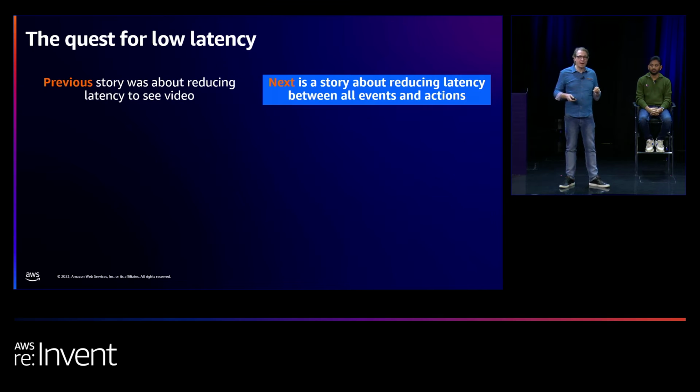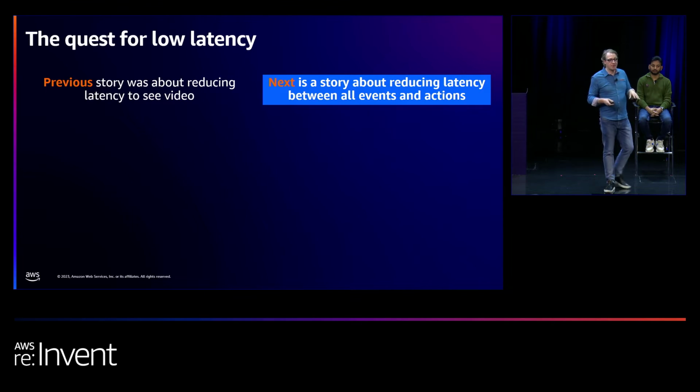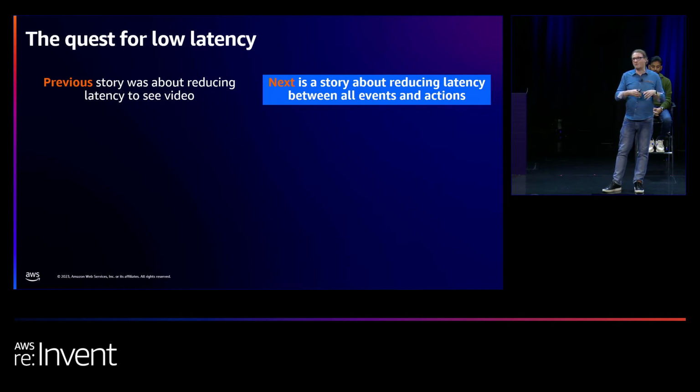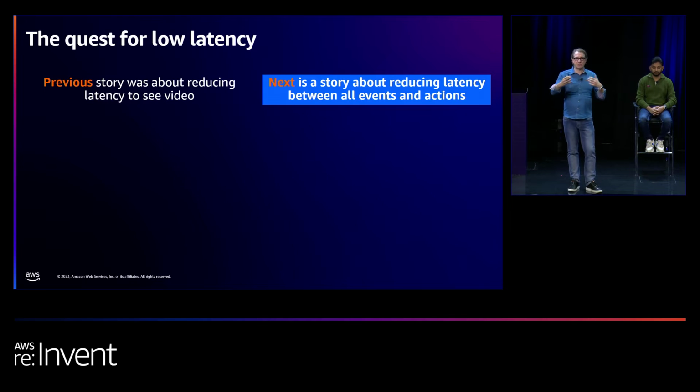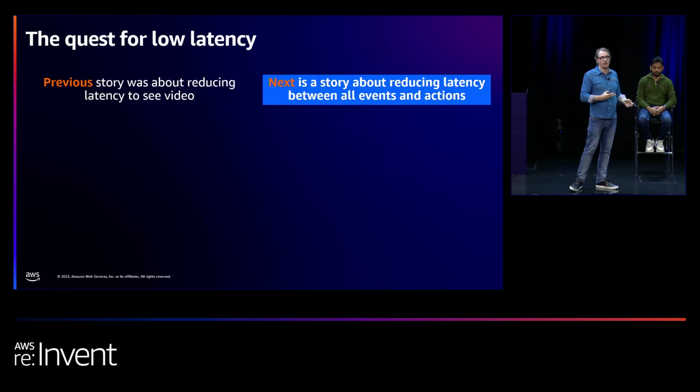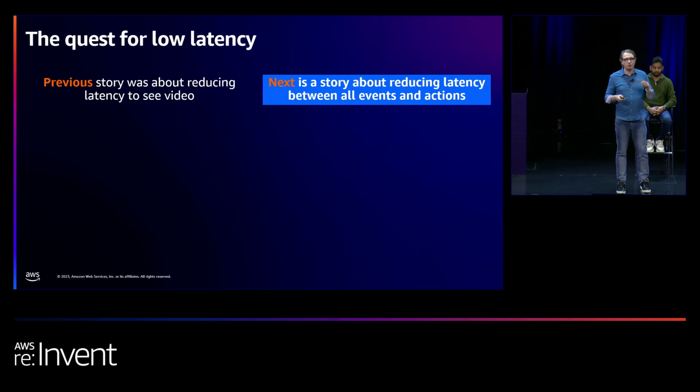So the next example is also latency focused, about reducing the latency between everything. Basically, Ring has built an event-driven architecture between the devices and their back-end services and the services to services. Everything's event-driven. So they wanted to build a system that was going to reduce the latency for those things to talk to each other by as much as possible and make it as resilient and scalable as possible.